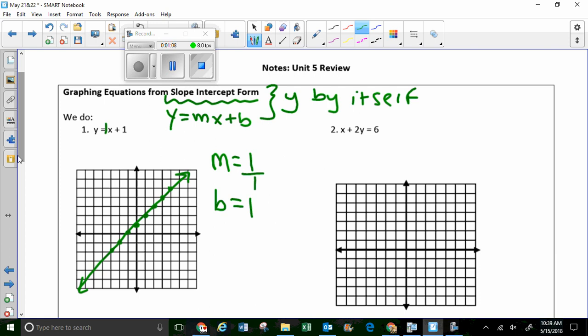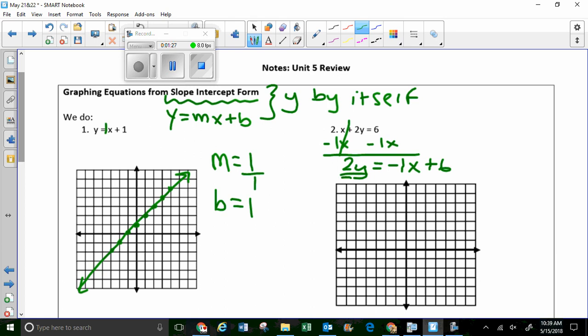Now at number 2, we have to do a little bit of work before we can graph it, because it's not quite in slope-intercept form. So the first step here is to move that x to the other side by subtracting 1x. Drop down your 2y. And always write your x term first. So I'm going to put negative 1x first and then the positive 6.